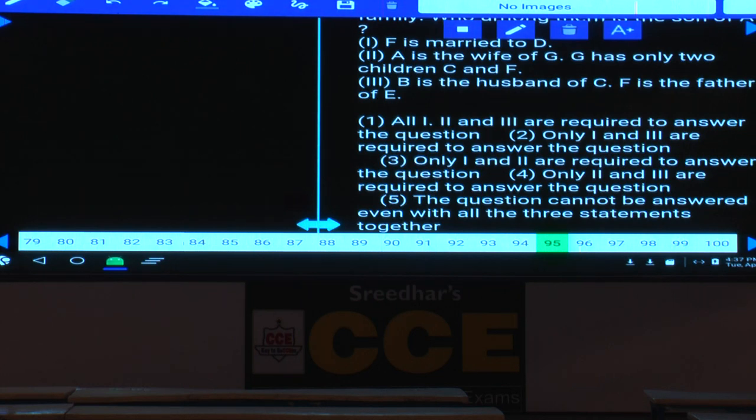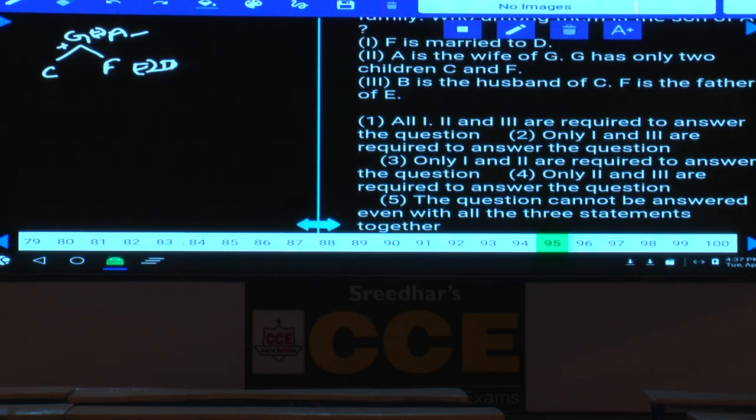Now choice 3, 1 and 2. In choice 3, 1 and 2, F is married to D and A is the wife of G. G has only 2 children, C and F. As A is the wife of G, G is the husband of A.